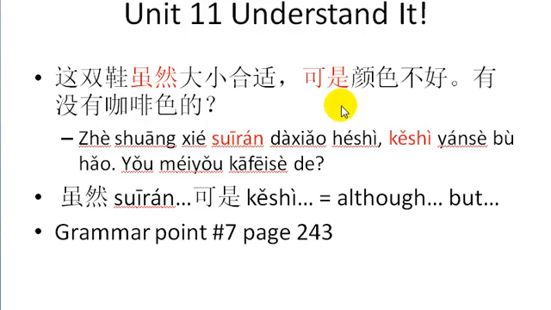Okay, so you've seen some examples now on page 243. Okay, so let's take a look. You should be able to pick some of this out. 这双鞋, that's the subject of the sentence. 虽然大小合适，可是颜色不好. Okay, so what is 大小合适? Let's take a look.